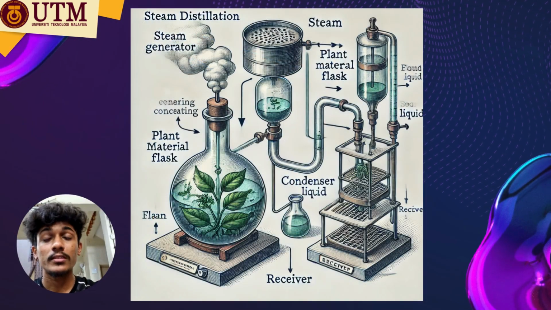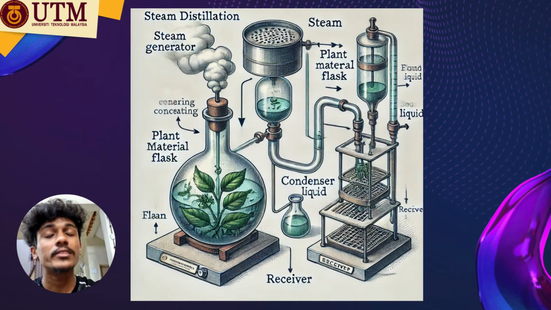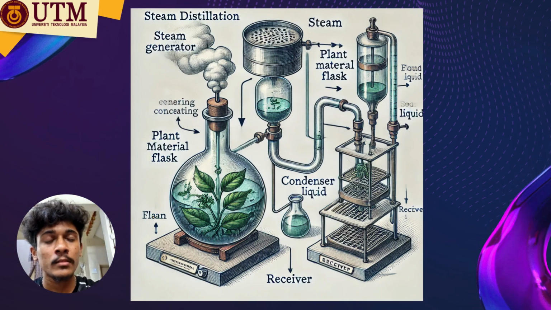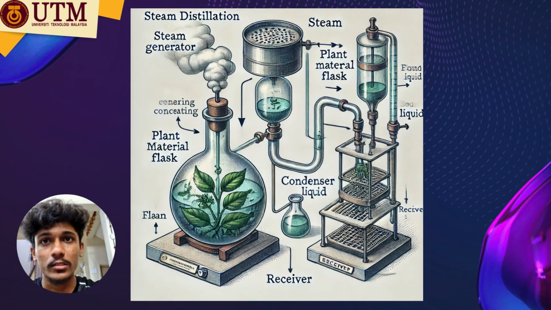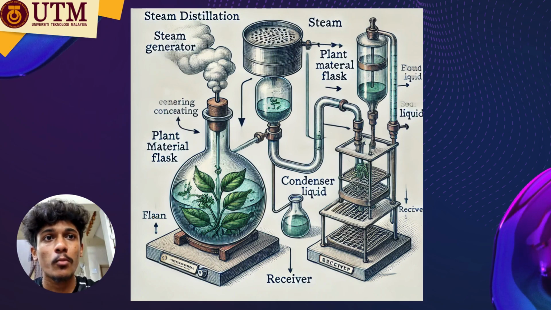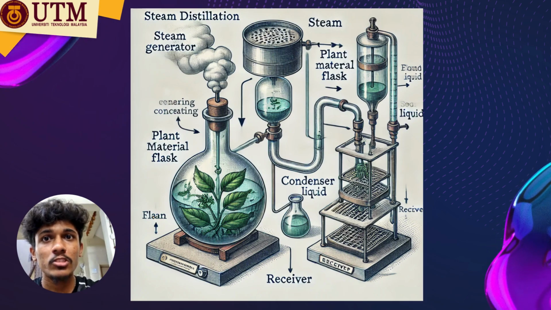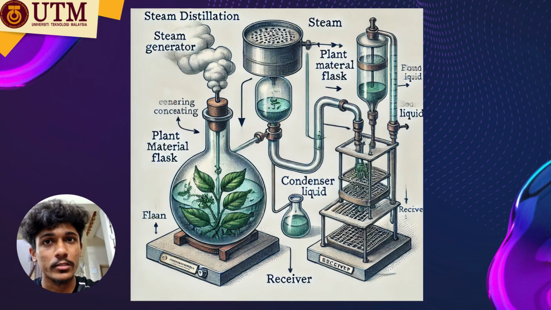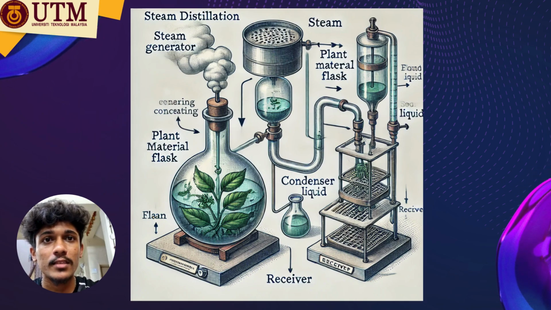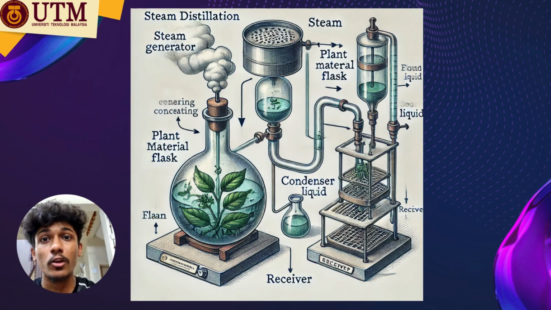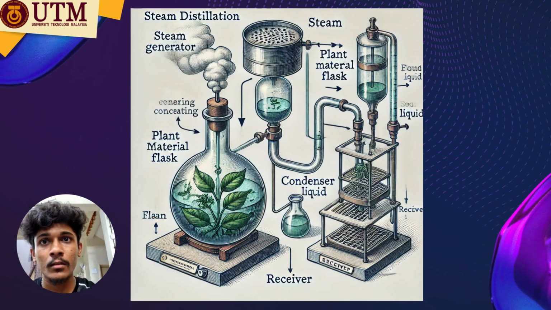So let's talk about steam distillation. Steam distillation is a specialized method for distilling immiscible liquids such as essential oils and water. Steam is introduced into the distillation setup, lowering the boiling point of the mixture. The mixture vaporizes at a temperature lower than the boiling points of the individual components, preserving the integrity of heat sensitive substances. The vaporized components are then condensed and collected in a receiver.